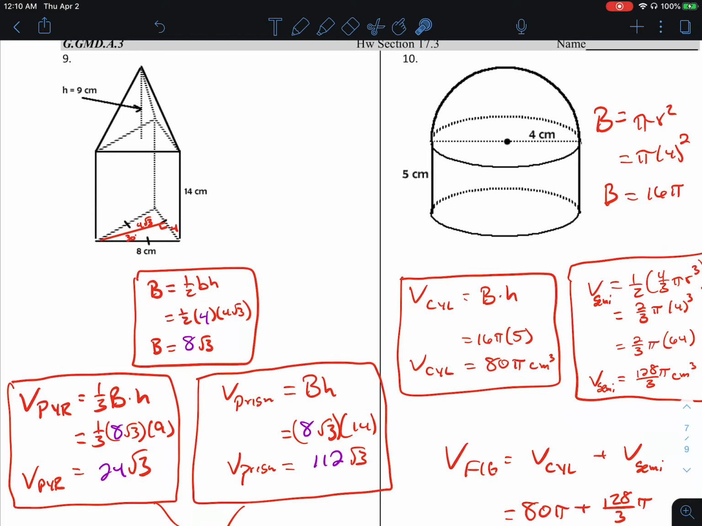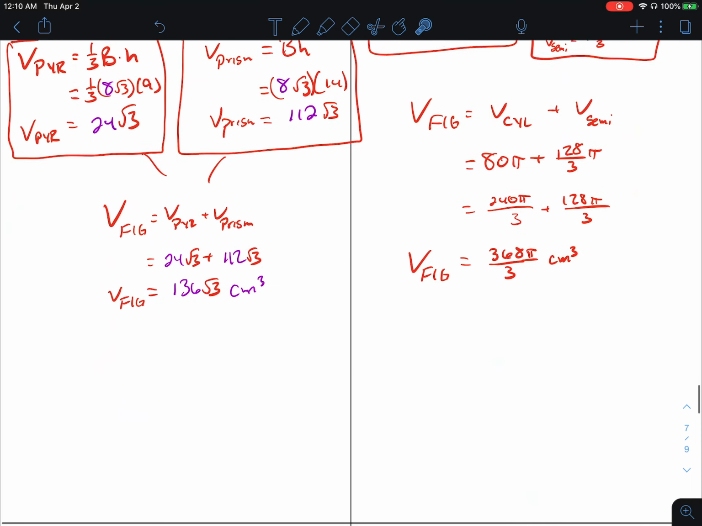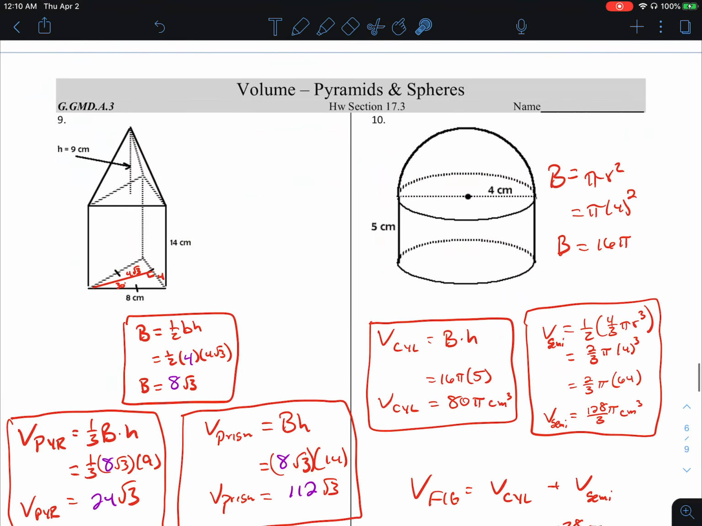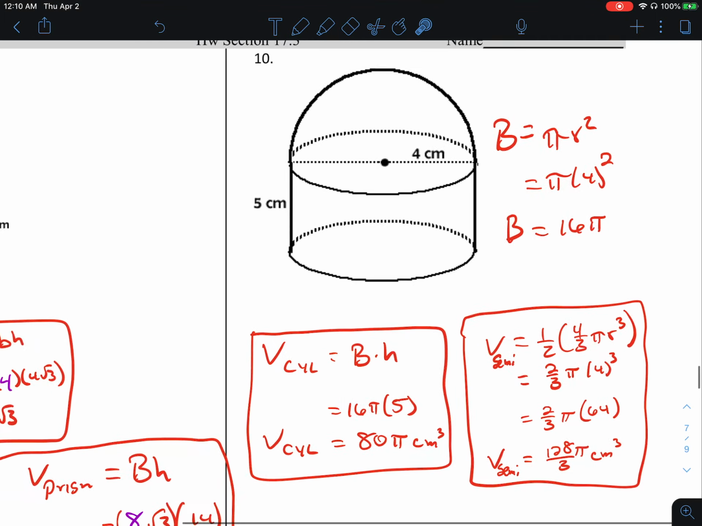Volume of the prism, which is this shape here, we know what the area of the base is, 8 square roots of 3 times the height of 14. We're going to get 112 square roots of 3. Add those together, because the figure consists of both of those, you get 136 square roots of 3. See if I messed up this one.